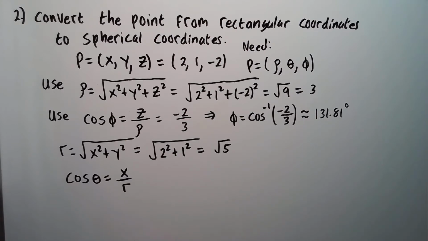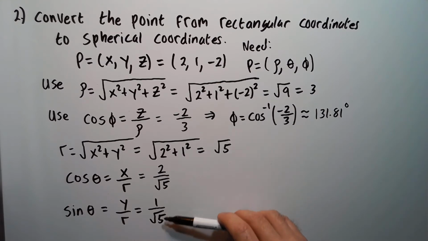So cosine will be x over r. In our case, x is 2, r is square root of 5. So let me write that here. Also, we don't need this, but I'm just going to point it out here. The sine of theta would be y over r, which would be 1 over square root of 5.